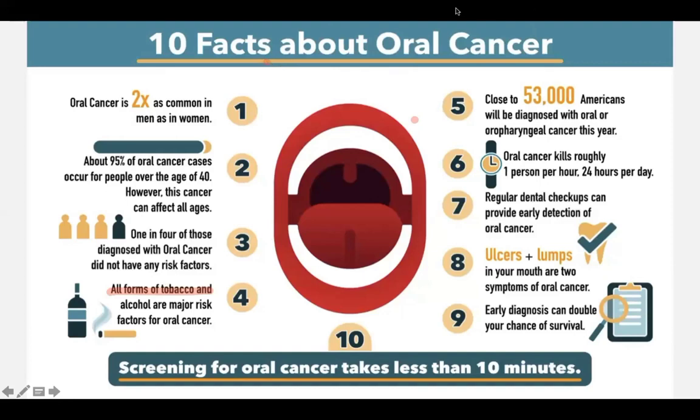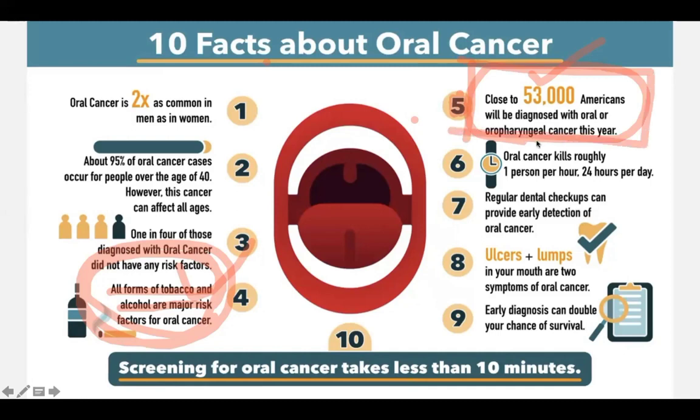And then we have alcohol also as a major risk factor. These two are already risk factors for a lot of pre-malignant lesions as well. And then point number 5, close to 53,000 Americans will be diagnosed with oral or oropharyngeal cancer this year. So every year there are increasing risks because of increasing risk factors, and an increasing incidence rate. Because we do not have data for Pakistan or any other country, we go by WHO's guideline, and they have presented data of 53,000 cases in America.